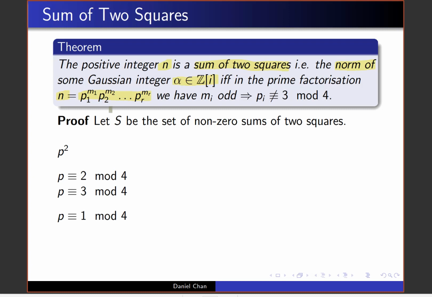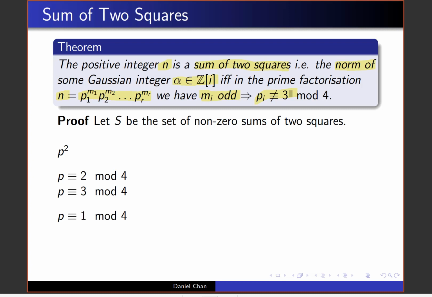So for which integers n is it true? Well, it depends on this prime factorization, and the key thing is that the restriction is that for some primes you can't have an arbitrary exponent. So if m_i happens to be odd, then you have to make sure that p_i is not congruent to 3 modulo 4. Let me show you, using this idea of norms, why this is true. Unfortunately, I'll have to assume a little bit of number theory to give you the proof, but hopefully they're things that you've seen before.